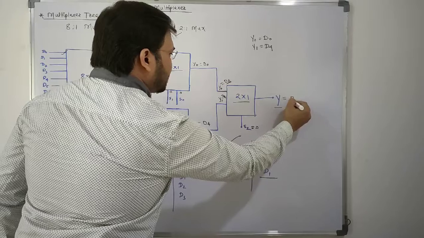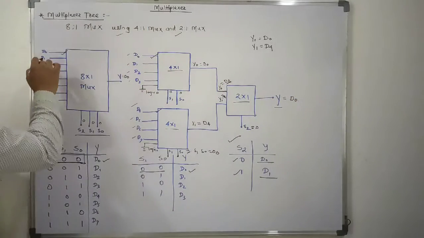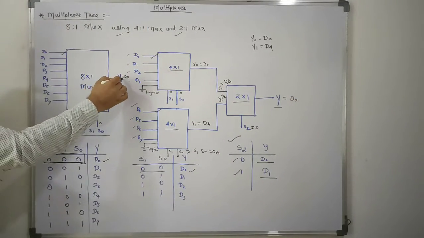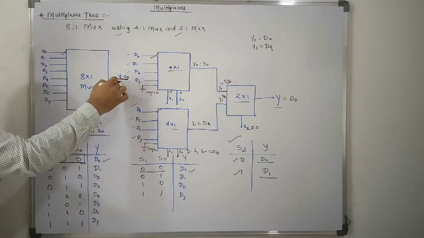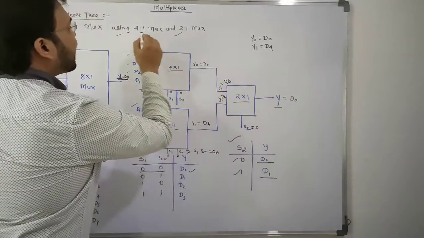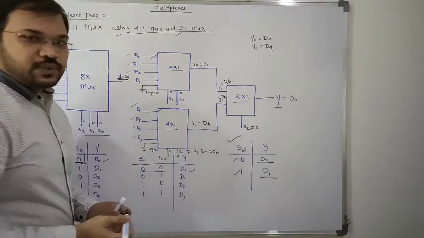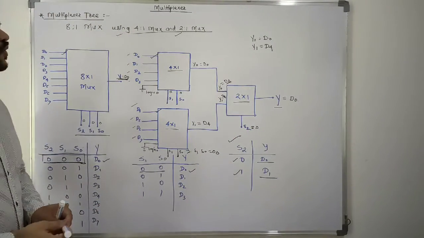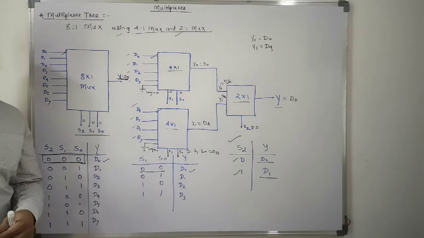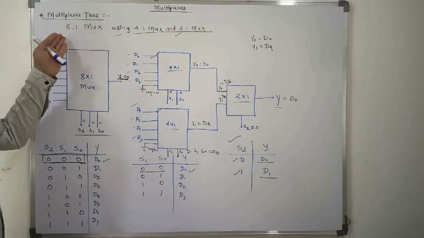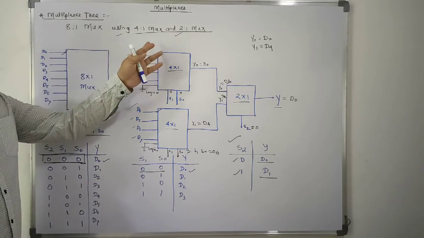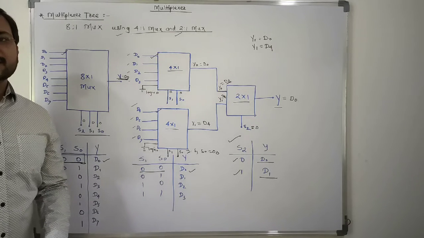Finally we have the value D0. With our 8:1 multiplexer, Y equals D0, and by using a 4:1 mux and 2:1 mux, Y also equals D0. So this is nothing but the multiplexer tree for an 8:1 mux using 4:1 and 2:1 muxes. Thank you.